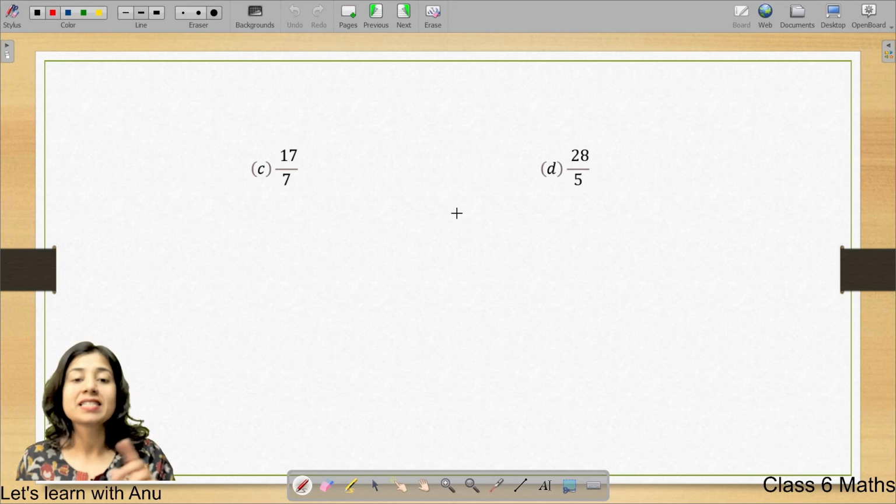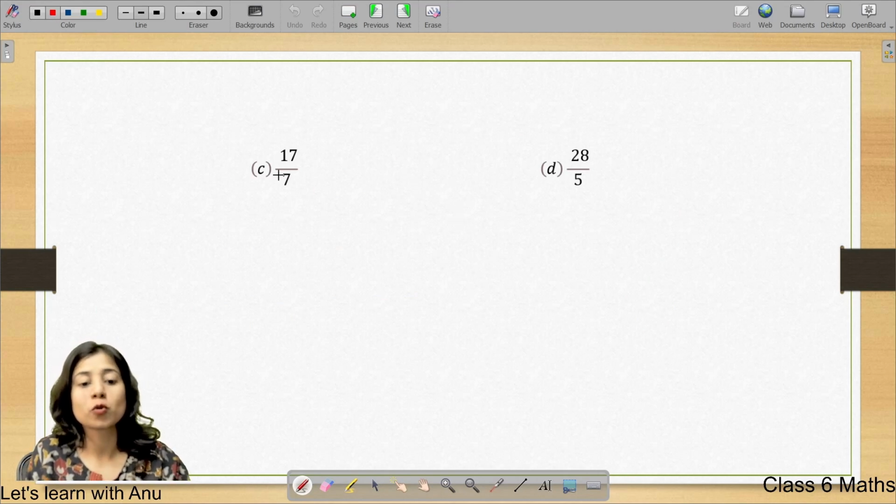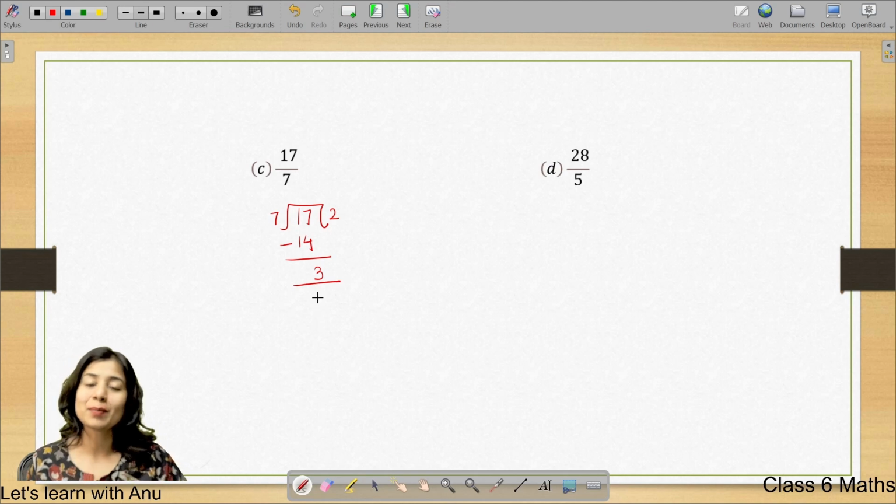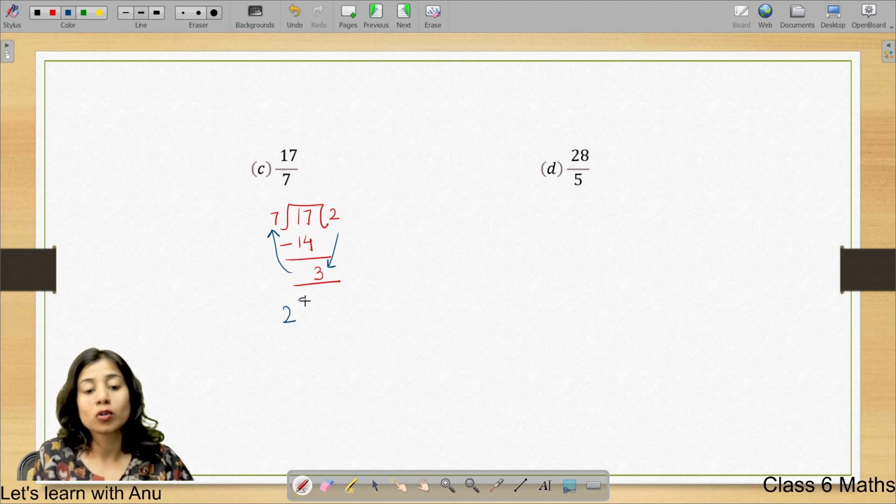C part, 17 by 7. So we are going to divide 17 with 7, where 17 is the dividend, 7 is the divisor. We know that 7 times 2 is 14. So after subtraction, we are going to get 3 as the remainder. So going in clockwise direction, the answer comes out to be 2 3 by 7.